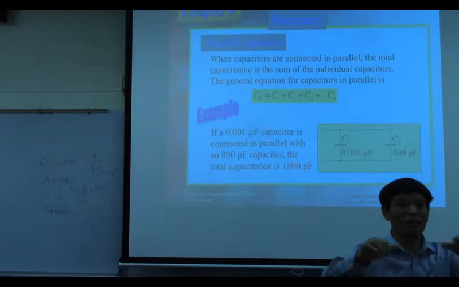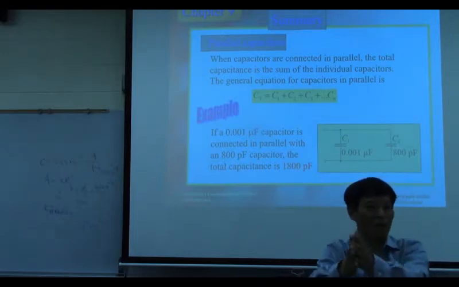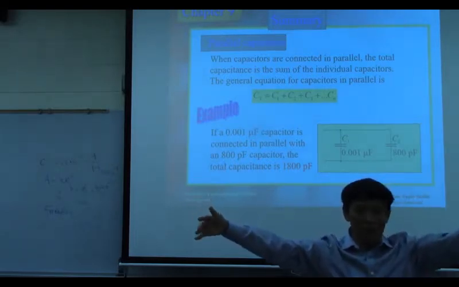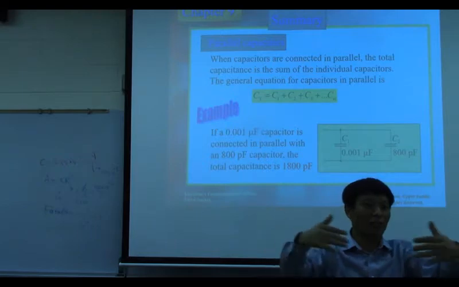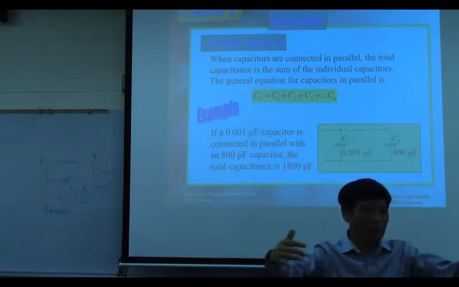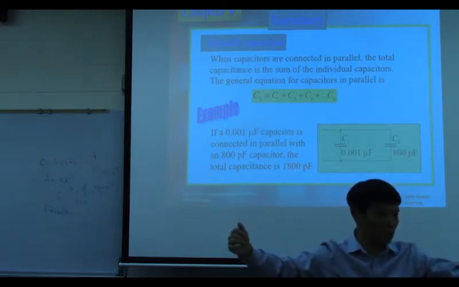Now you connect it in series, what happens to the distance? Looks like, you said positive, negative, cancel, positive, negative, cancel. Okay, you have only positive on this side, negative on this side. How about the distance? The distance looks like it increases, right? Does it make sense?